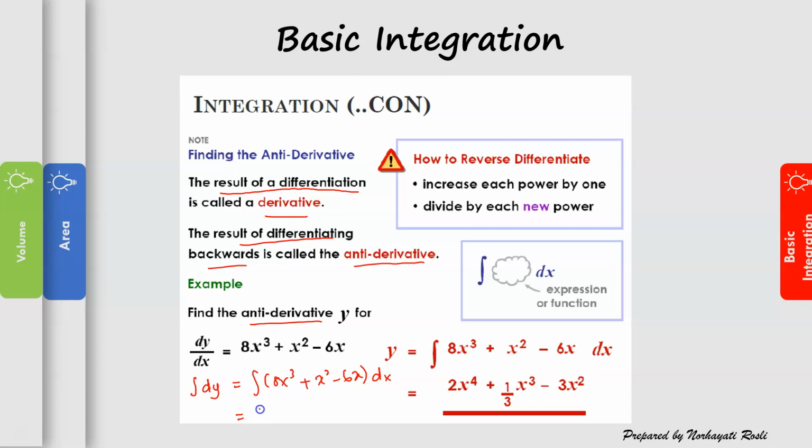So we get the integral of ax to the power of 3 dx, plus the integral of x squared dx, minus the integral of 6x dx. When we solve this, we get ax to the power of 4 divided by 4, plus x to the power of 3 divided by 3, minus 6x squared divided by 2. When we simplify, we get the answer equal to 2x to the power of 4 plus 1/3 x to the power of 3 minus 3x.